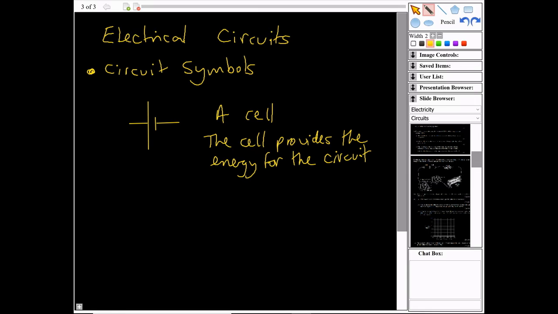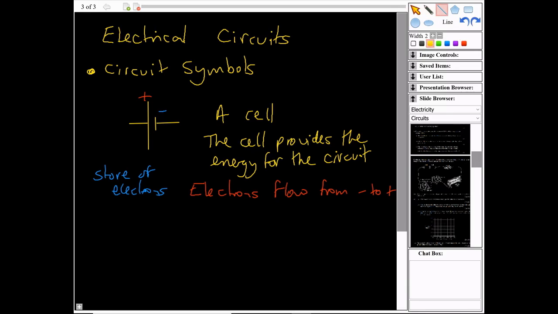I've drawn the cell with two sides. There's a long side, which is the positive side, and then there's a shorter side, which is the negative side. So the long side is always positive, and the short side is a negative side. So the negative side is a store of electrons. And the electrons flow from the minus to the plus.